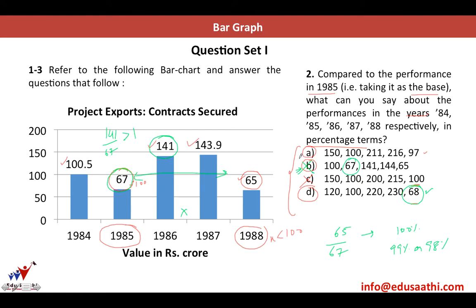So the correct option is the A part here, since I have 97% for 1988, 100 for this base year, 150 for 1984, and so on. So without making even one calculation, I'm able to guess the right answer. Let's look at the third question.